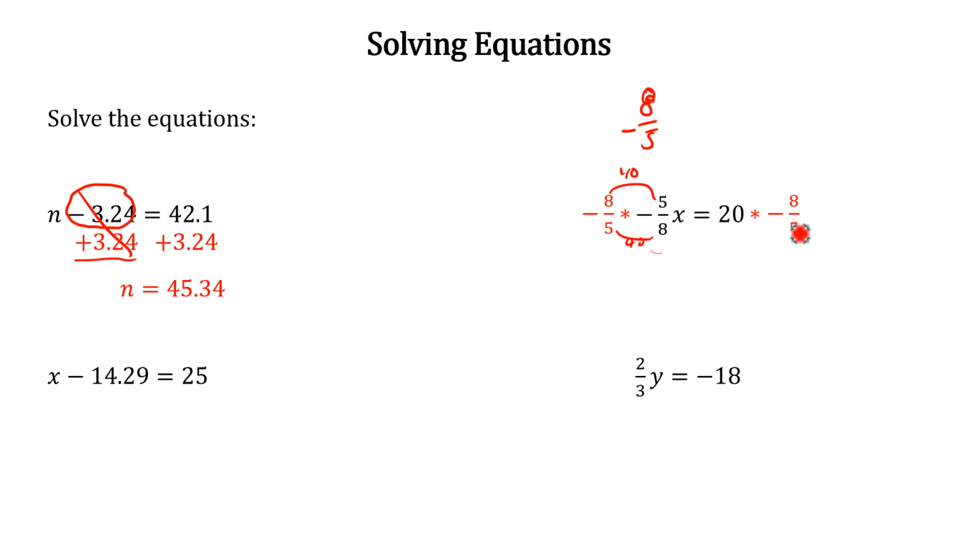Over here, we can get the 5 and the 20. 20 divided by 5 is 4. 4 times negative 8 is 32. Negative 32 in this case. All right. You try the bottom ones, pause it here, work them out, and then come back and check your answers.